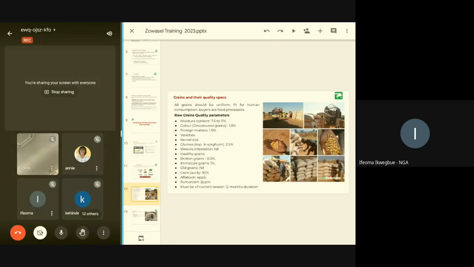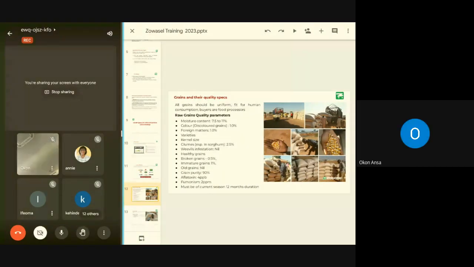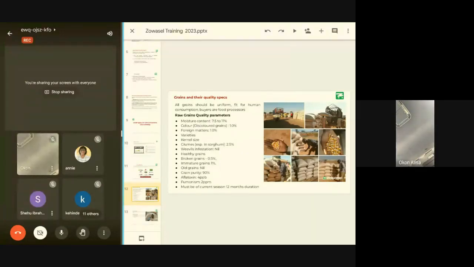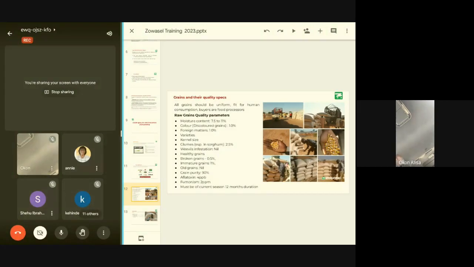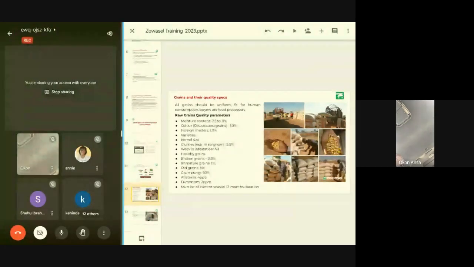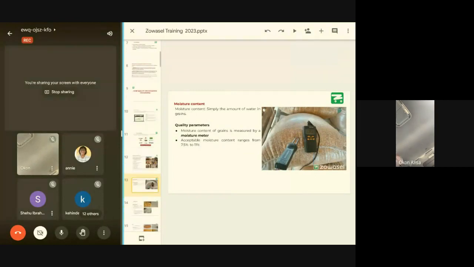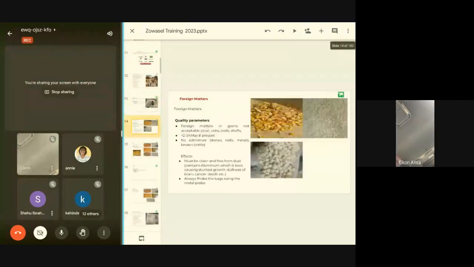So aflatoxin contamination, there's a particular percentage that's accepted. Then by the time the duration of the grains is past 12 months, we experience some molding and all that, weevil infestation. We experience bad smell. So all these are specific qualities that should be looked out for in grains.